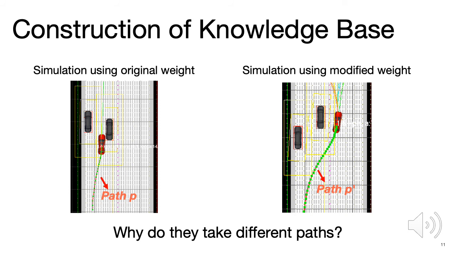So, how do we construct this knowledge base? Let's recall the previous example. These are two simulations that use the same scenario but different weights. You can see that the left one takes a path that crashes, and the right one takes a different way and avoids the crash. And we want to know why they take different paths.